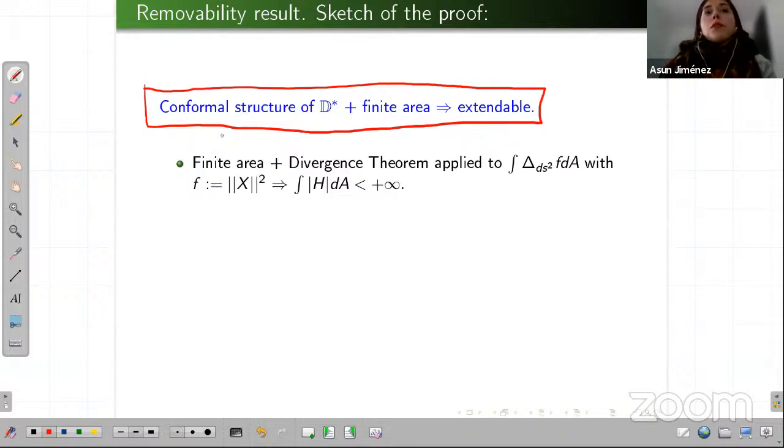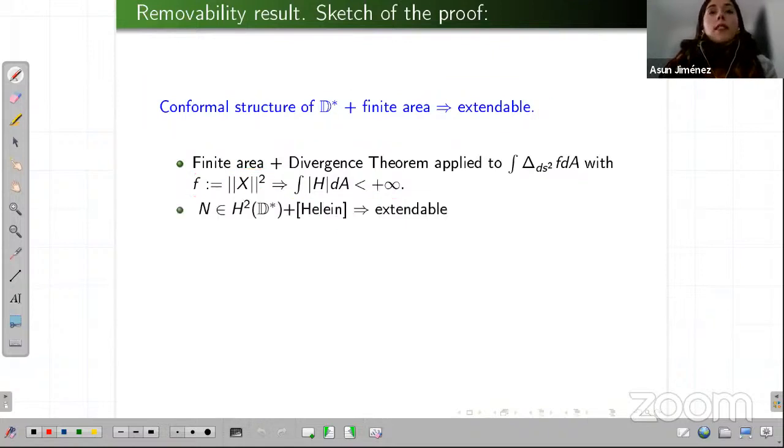The first step to prove this result is that whenever you have finite area, you can do some computations by means of the divergence theorem applied to this Laplacian here, when f is the square of the distance to the origin, to deduce that finite area implies finite total curvature. And this intermediate result, since it is important by itself, does not depend on the conformal structure for any surface, and does not depend on the sign of A, if the surface is concave or convex.